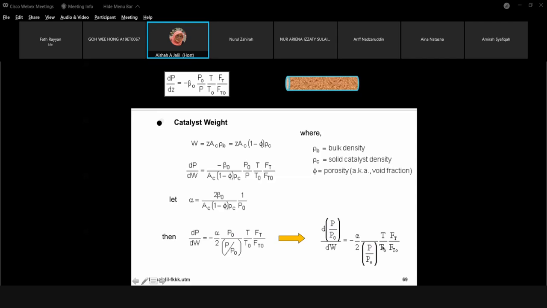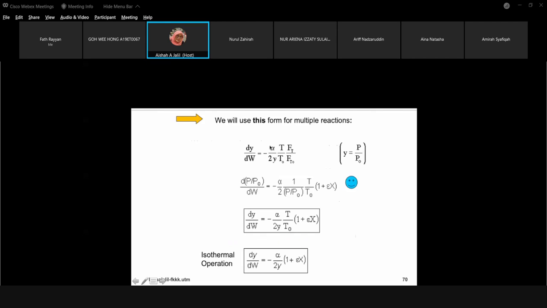This is Y, T and F. It's here. You can see this is the last one. We will use this form for multiple reactions. So what I can say is, in the test and in the exam, you can calculate the pressure drop, whatever V, volume or X, for the system that has a pressure drop.